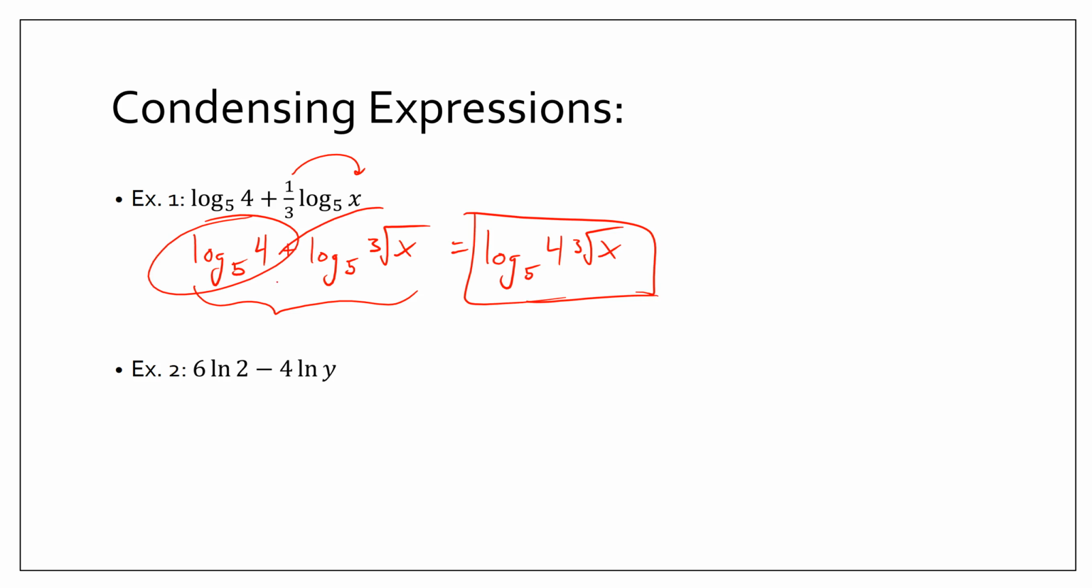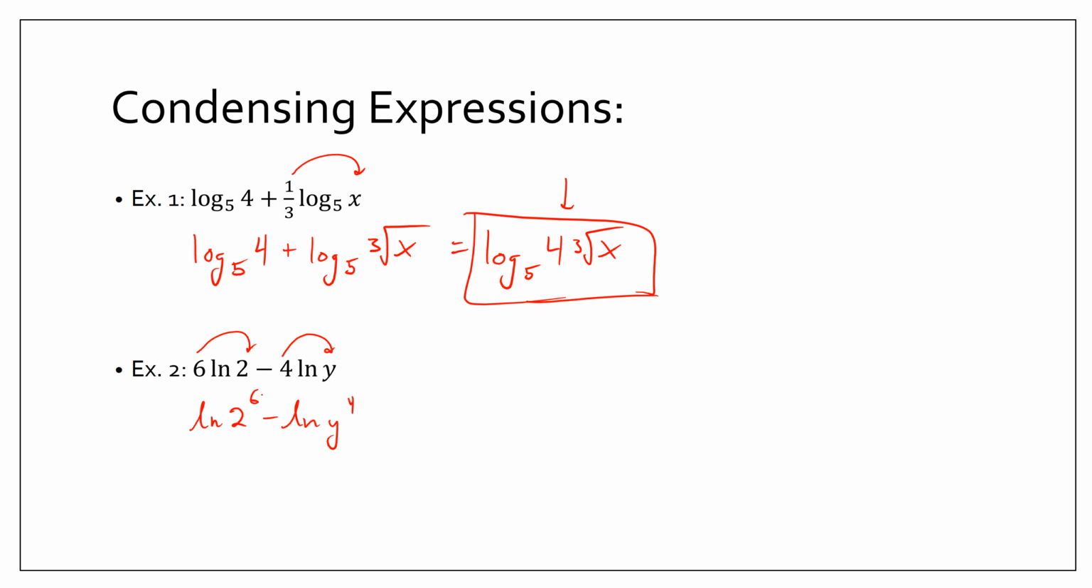Since I have two logs of the same base adding each other, I can take them and write them as one logarithm where the insides are multiplying. Pretty cool. Okay, next, I have two multipliers that I'll put up as exponents. So ln 2 to the 6th minus ln y to the 4th.